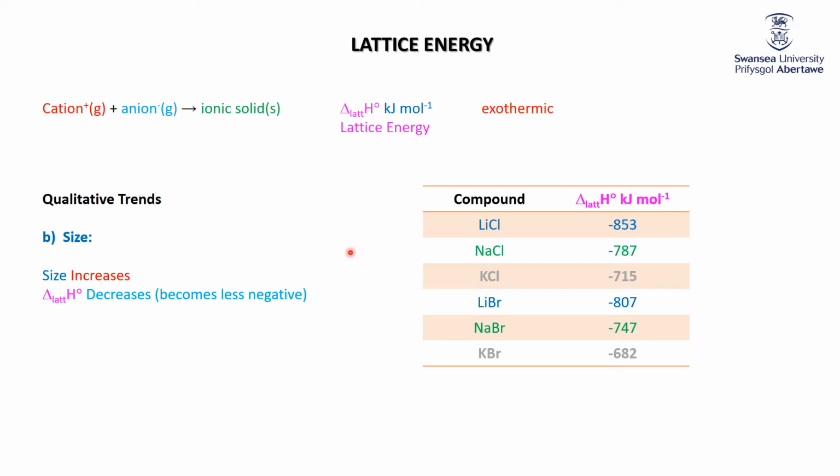So a couple of qualitative trends that I want you to know for lattice energy. The first one, intuitive. As the charge on the ion increases, the lattice energy increases. Next one, not so intuitive until you think about charge density. As the size of the ion increases, the lattice energy decreases. So there are the qualitative considerations.